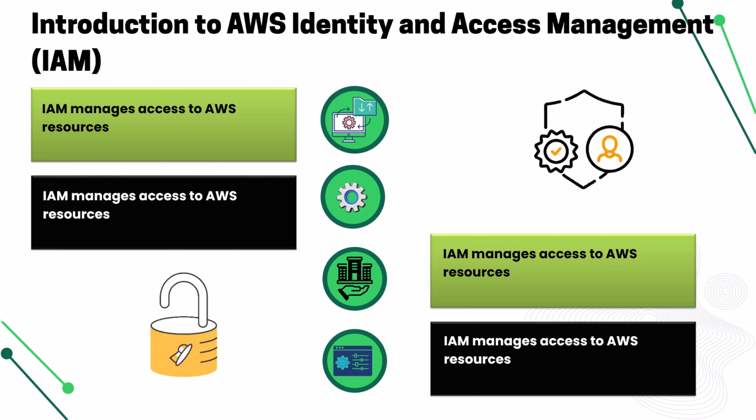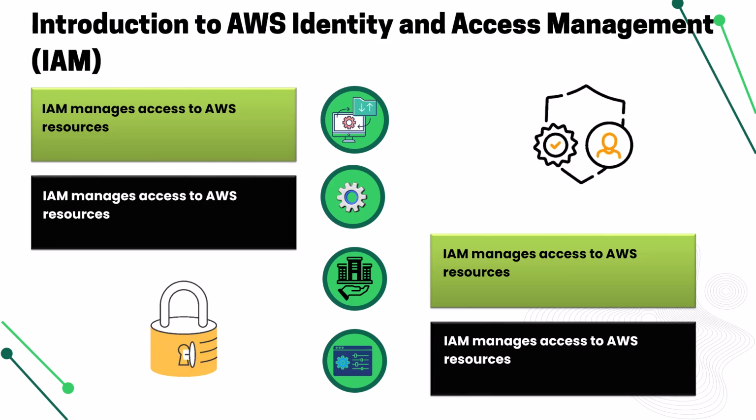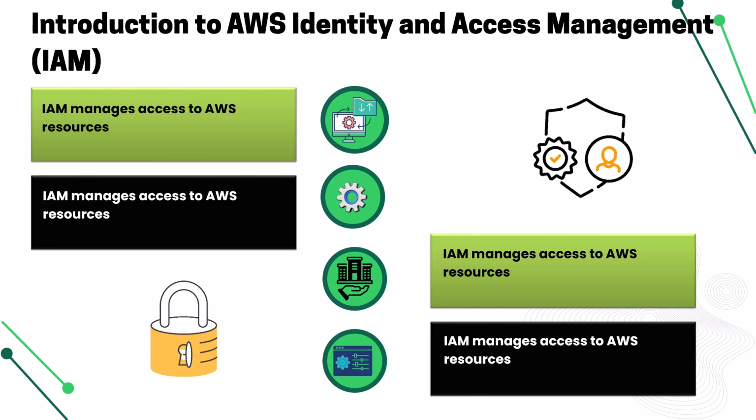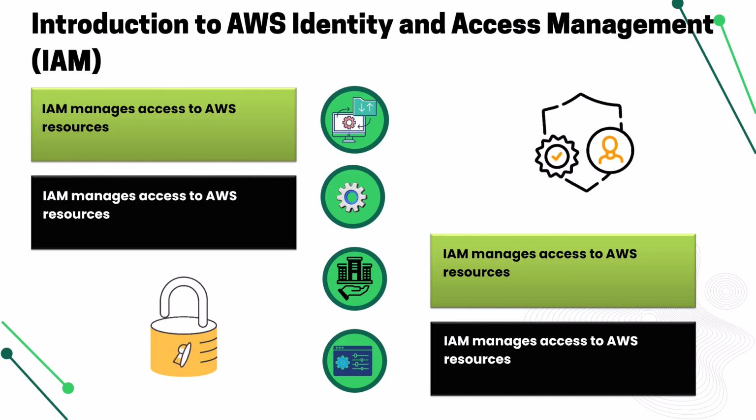AWS IAM is like a digital security guard. It controls who gets access to what. It ensures users and roles have the right permissions, just like giving your friends keys to your apartment, but only the trustworthy ones. We'll explore how IAM works and why it's vital for managing AWS accounts securely.